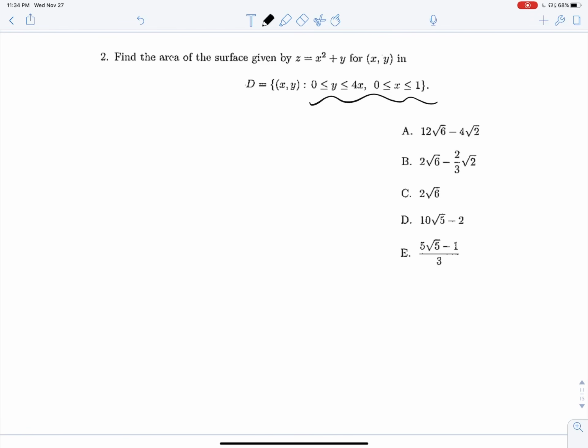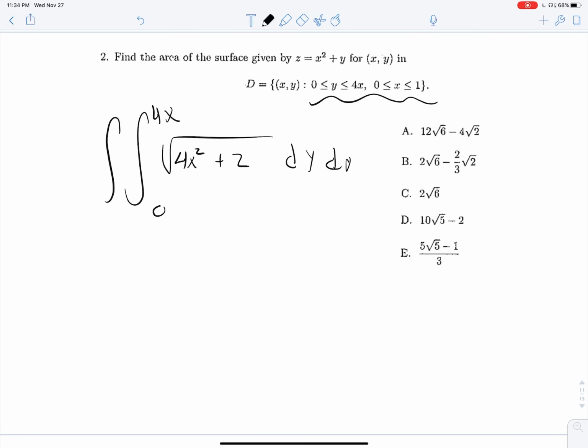So we see that our square root of zx squared plus zy squared plus 1 is going to be 4x squared plus 1 plus 1, which is just 4x squared plus 2. And now we can just set up our integrals. Dy is going to run from 0 to 4x, and we want to put that inside because we need to be able to u-sub this, and dx runs from 0 to 11.